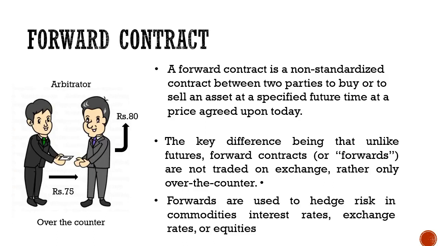Forwards are used basically to hedge risk in commodities. Again, when we talk about commodity, it can be oil, gold, silver, etc., interest rates, exchange rates, or even equities. Now let us learn what are the features of forward contract.